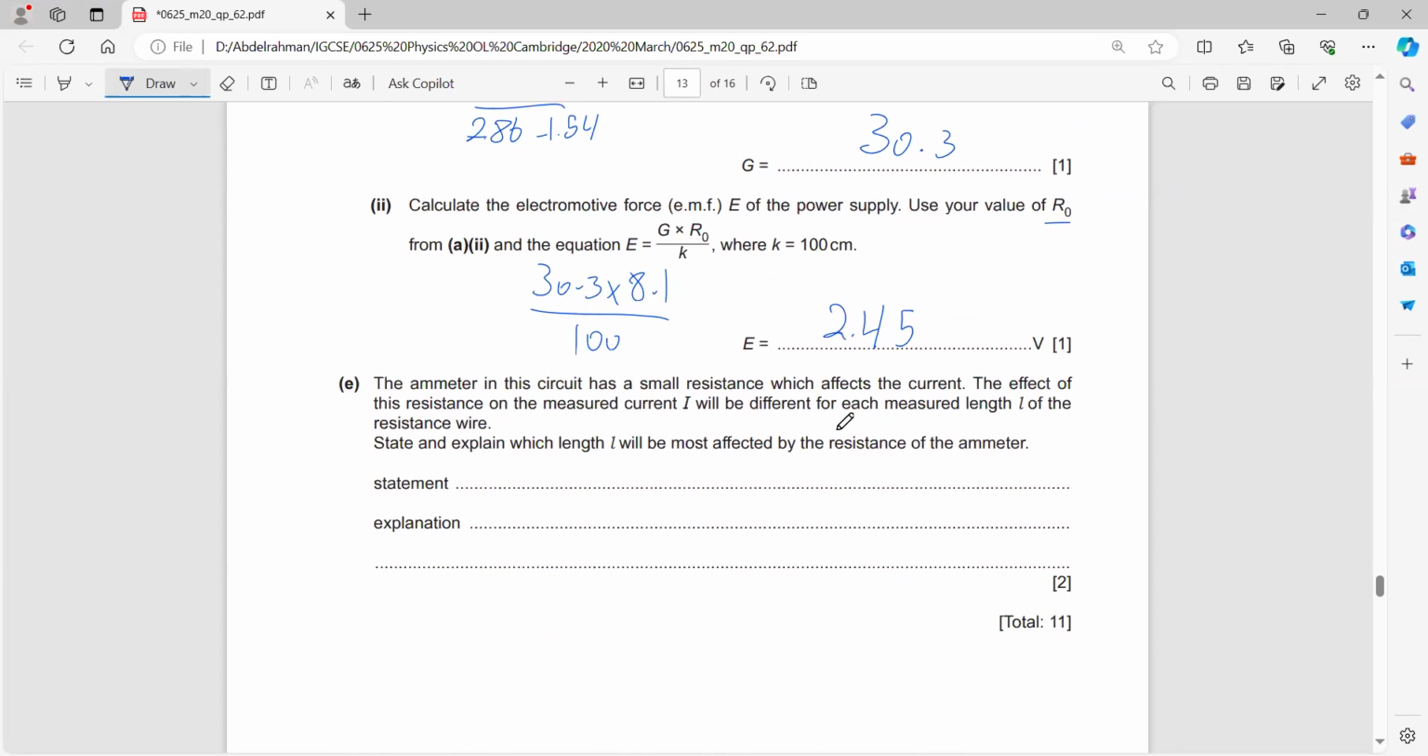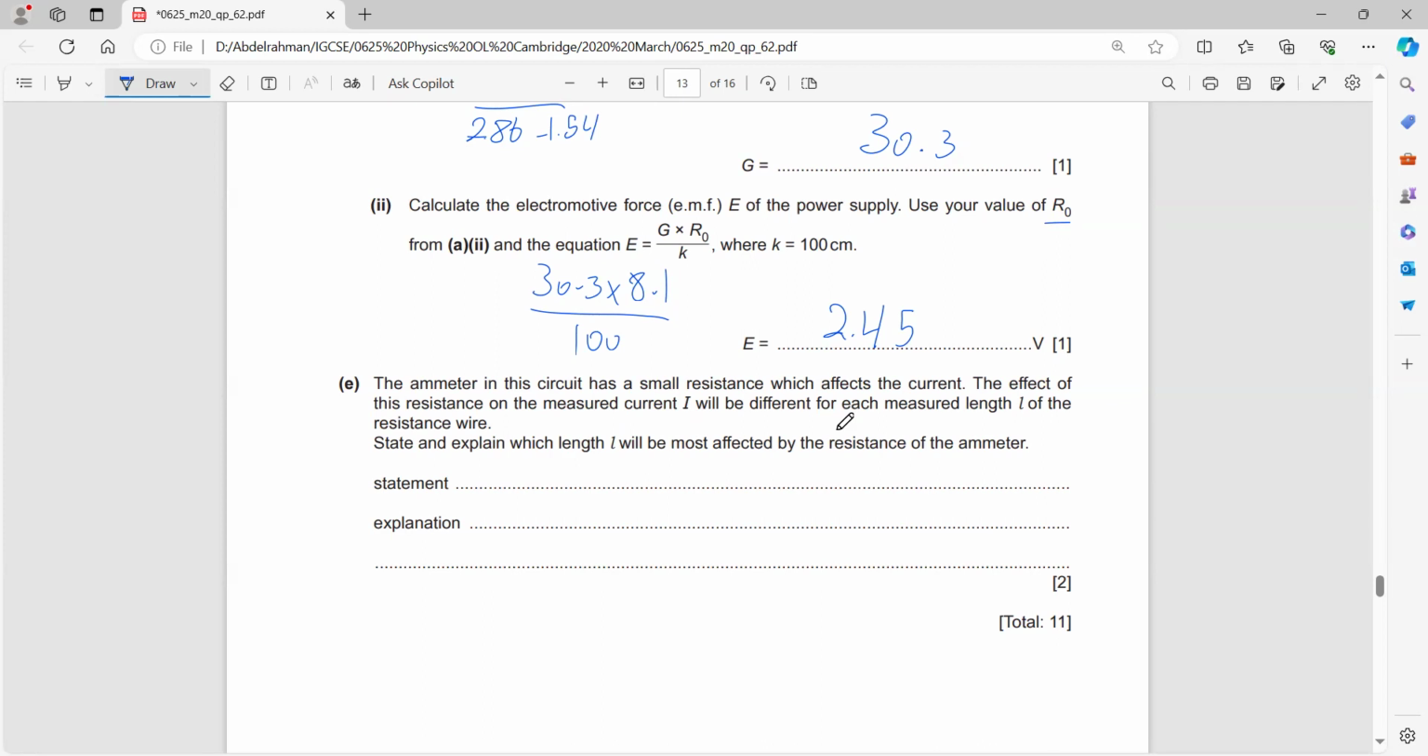The ammeter in this circuit has a small resistance which affects the current. The effect of this resistance on the measured current will be different for each measured length L of the resistance wire. State and explain which length L will be most affected by the resistance of the ammeter. This is an interesting question. Which length would be the most affected by the resistance of the ammeter, and why?